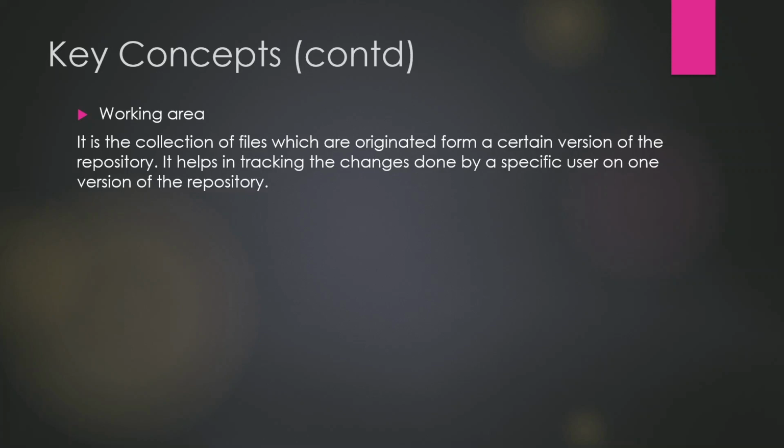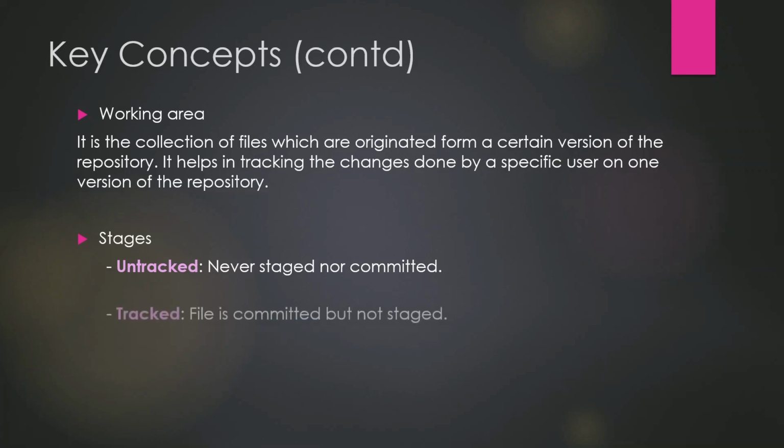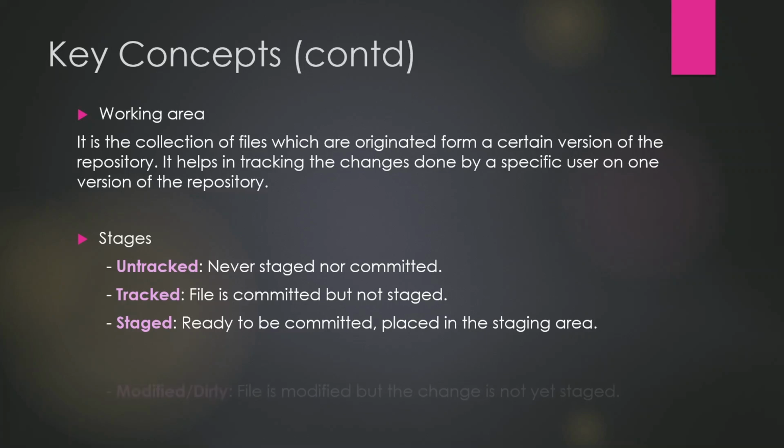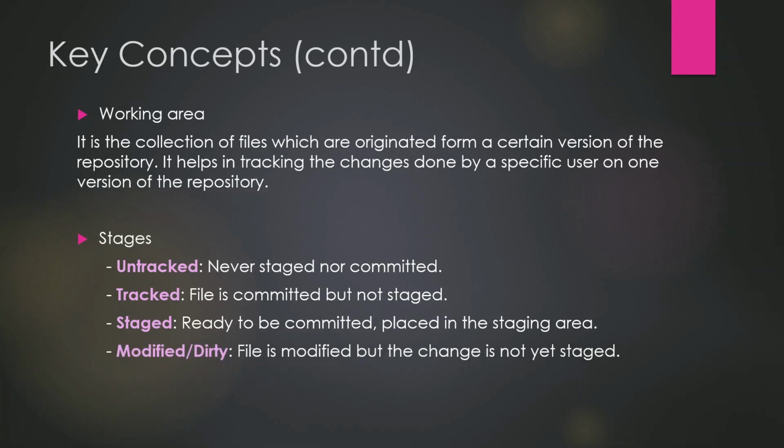There are a few stages of a file in the working tree of the repository. Let's take a look at them. First would be untracked. In this stage, the Git repository is unable to track the file, which means that the file is never staged nor is it committed. The next one will be tracked. When the Git repository tracks a file, it means the file is committed but it is not staged in the working directory. Next is staged. In this stage, the file is ready to be committed and is placed in the staging area waiting for the next commit. Next one would be modified or dirty.